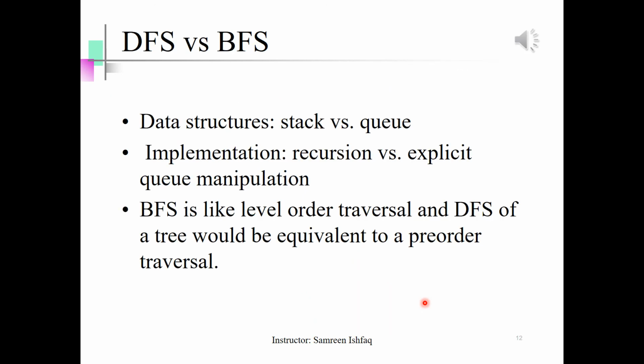So what are the differences between depth first search and breadth first search? For DFS traversal, a stack data structure is used, and for the implementation, the concept of recursion is used. And for breadth first search, we have used a queue data structure, and for that, we have used explicit queue manipulation. BFS is like level order traversal, and DFS of a tree would be equivalent to a pre order traversal.